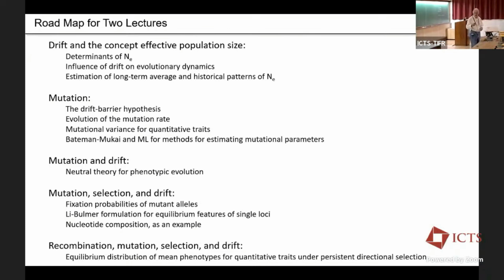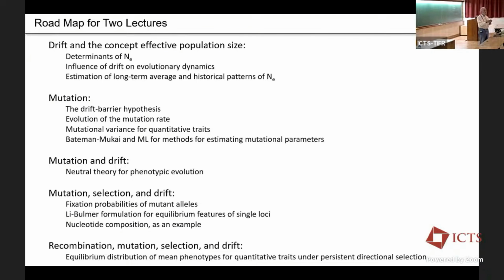I'll have a little bit of both in my talks, but this is the roadmap of where I'll be going. First, I want to talk about the noise in the evolutionary process, this concept of random genetic drift and effective population size. I'll spend some time talking about mutation. It's a source of variation on which natural selection operates.